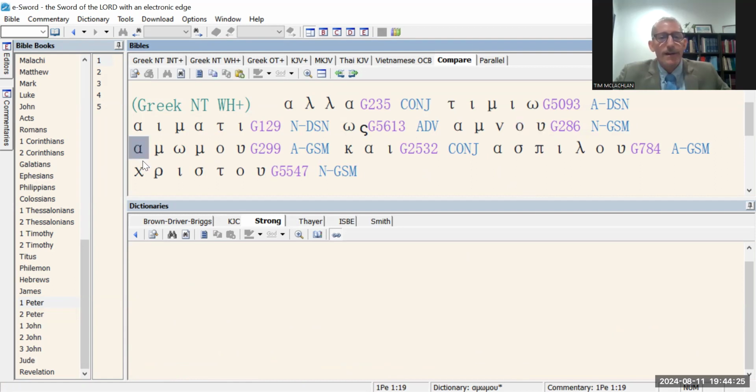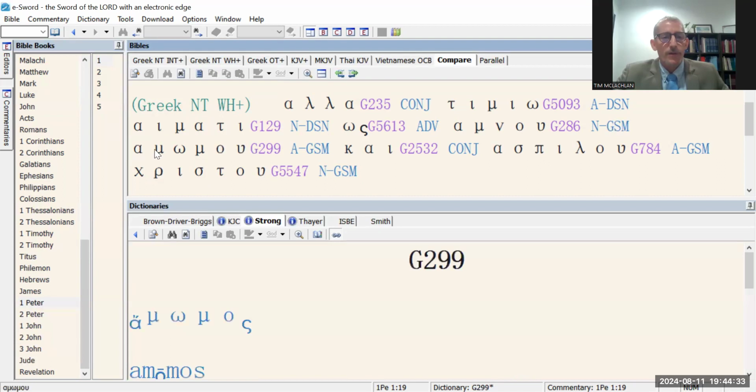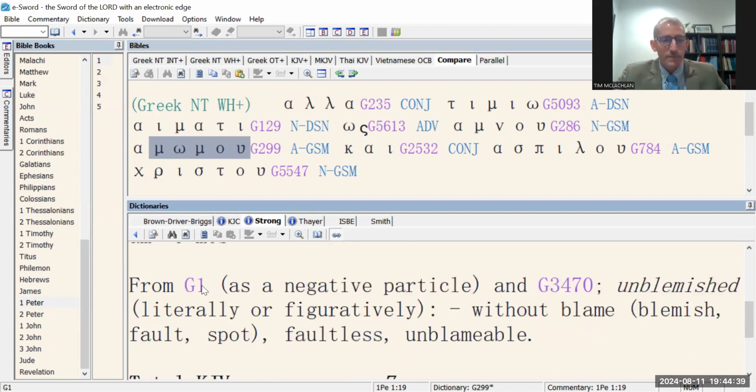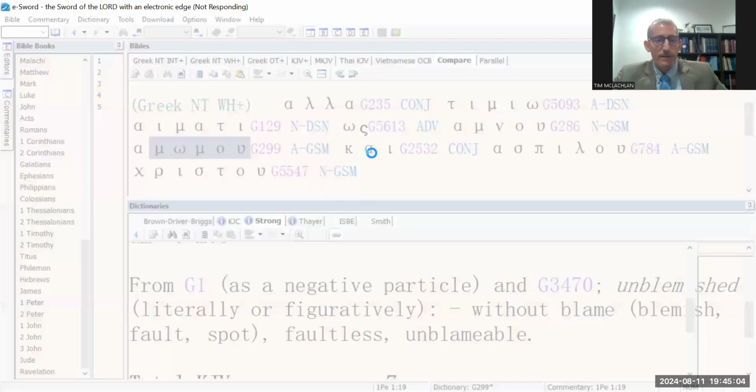Oh, sorry, so you're talking about the alpha at the front. Is that correct? Yes. So this is actually a word by itself. If you look at the root word of amomos, it will tell you here that it says from G1. The G1 word is the alpha, the first word in the Greek lexicon, a negative particle. And G3470, I could probably bring that up on my dictionary, but it takes too long to come up. G3470 would be the word momos, something like that, which means to be, how would they say it?